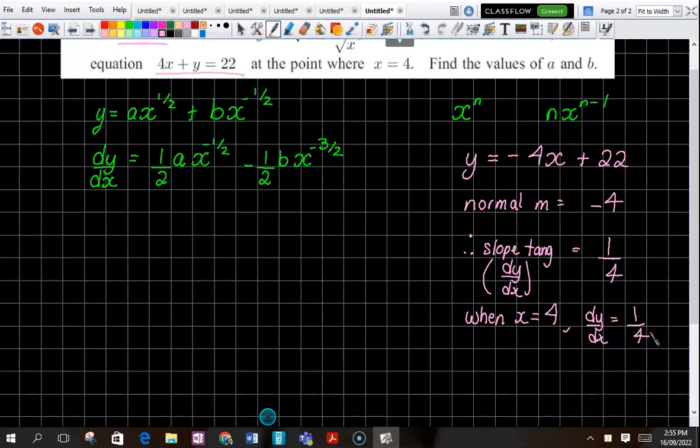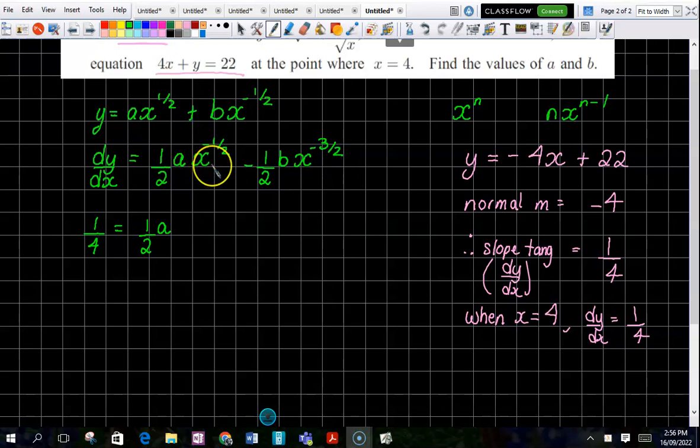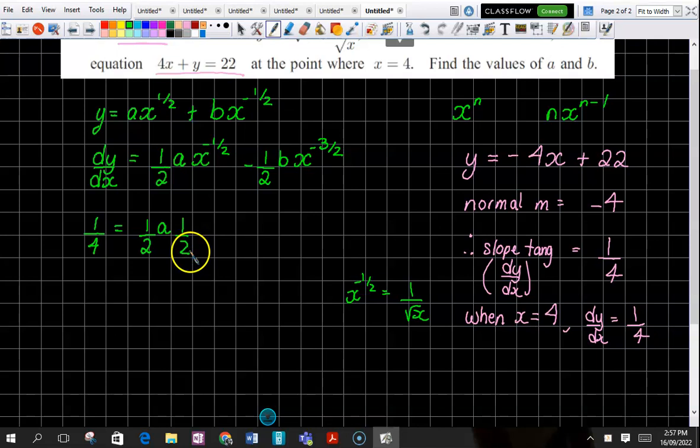If push came to shove, and this was not in the calculator section, we shouldn't get too caught up. That one's a little bit annoying, but this one, remember x to the minus a half, that means it's 1 over root x, correct? So when I put x is 4, what's 1 over root 4? Half. Okay, but feel free, you've got your calculators, use them. Okay, and then we've got minus 1/2 b. What's 4 to the minus 3 over 2?